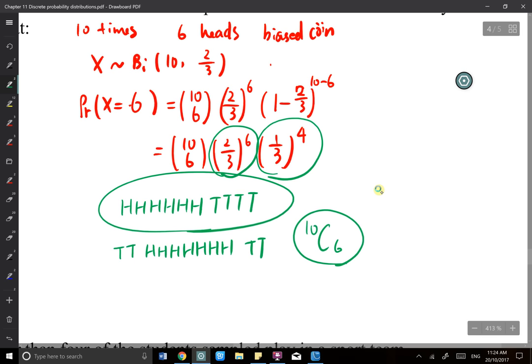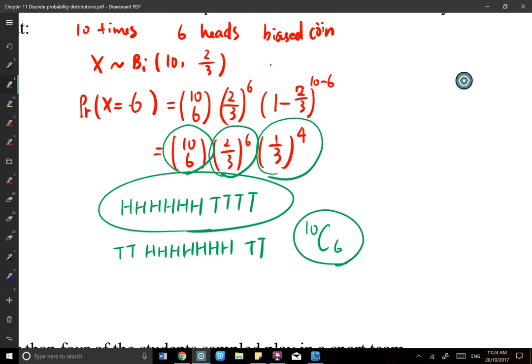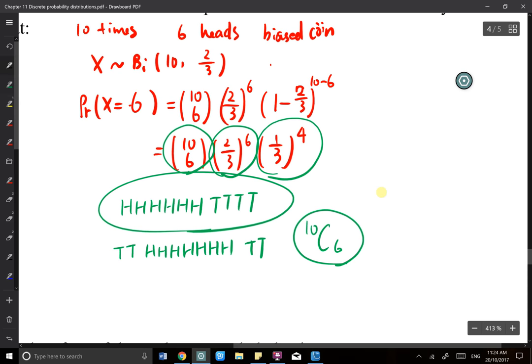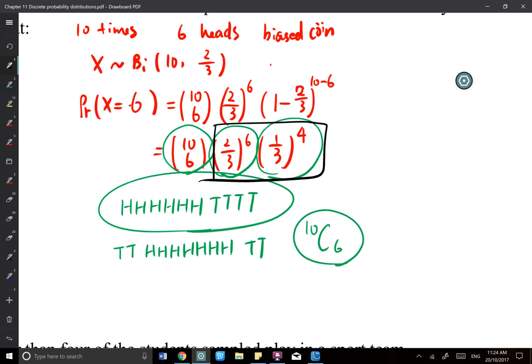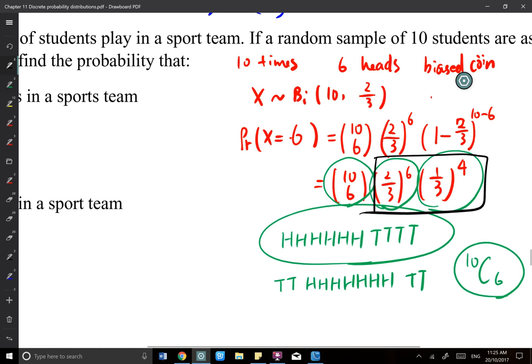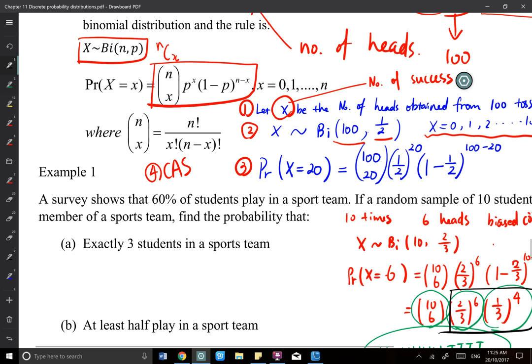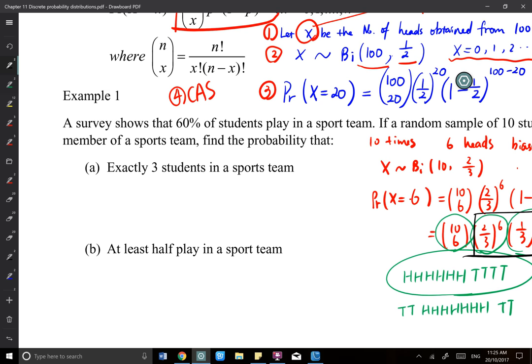So that's why at the front I multiply by 10C6, because how many are there? That many. Each of them gets a probability. Each outcome will have exactly the same probability, because it's the 6 heads probability times the 4 tails probability. That's one outcome. How many of those kind of outcomes? 10C6, that many outcomes. So that's the reason for this formula. This formula is actually very easy, very sensible: nC6 times p^6 times (1 minus p)^4. So the third thing I want you to remember is this formula here.